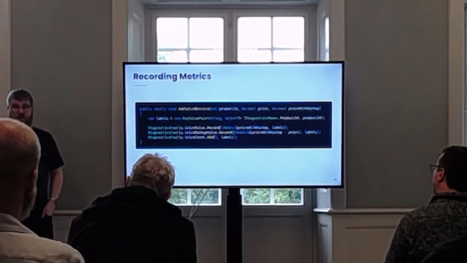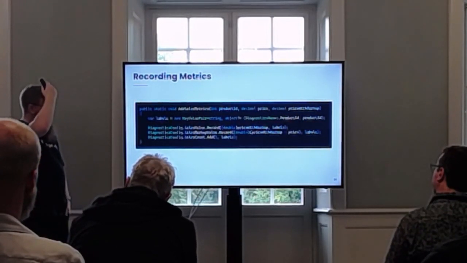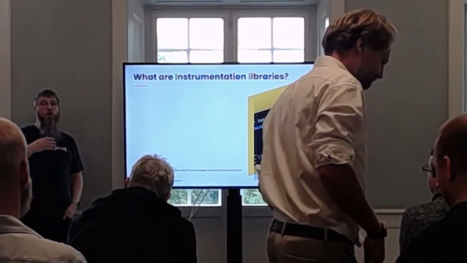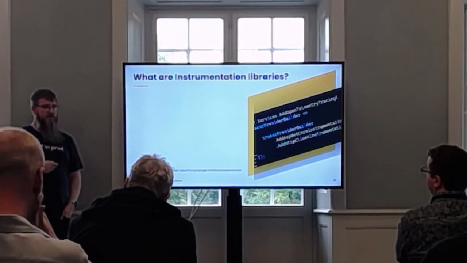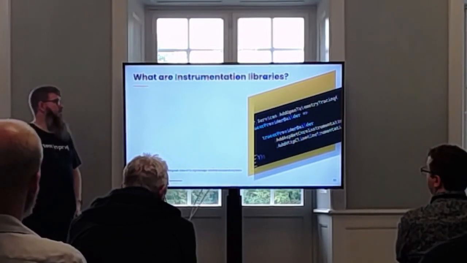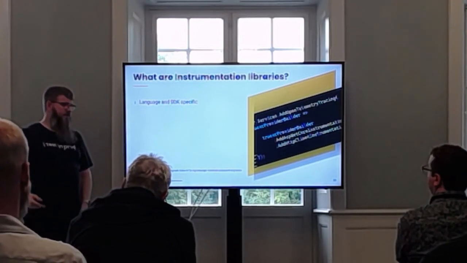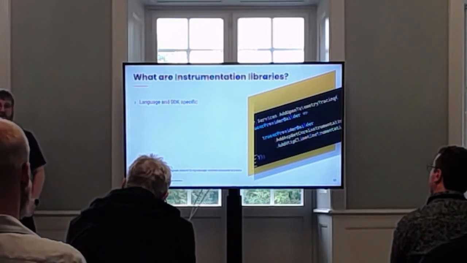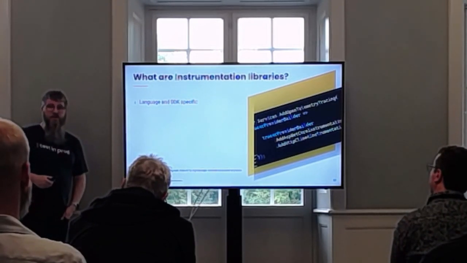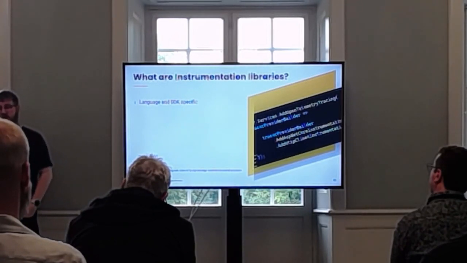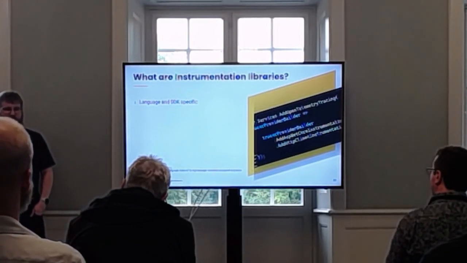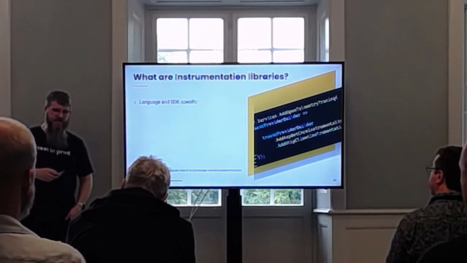OpenTelemetry can pull these out using the collector, which we'll come to at the end. So, instrumentation libraries are what we use to get some automatic metrics or automatic traces. They're language and SDK specific, which means that .NET has the ones for .NET. There are ones for the 11 different languages that OpenTelemetry supports. So C#, PHP, Ruby, Go, all of the 11 languages. I think there might actually be 12 since I started doing this presentation.